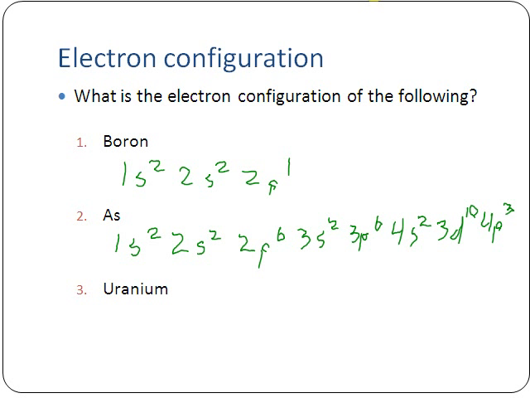Alright, now uranium. Where's uranium? Oh boy, uranium's down at the bottom there. It's element number 92. Very, very far bottom, sort of to the left. And so let's see what we can get for this.